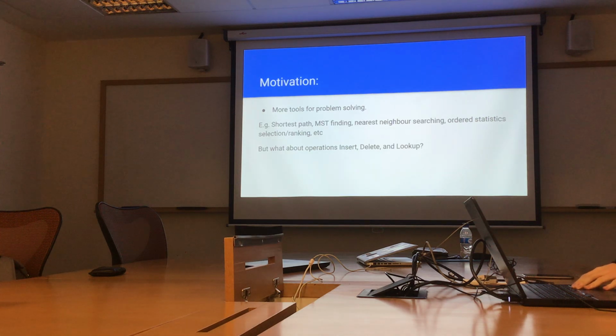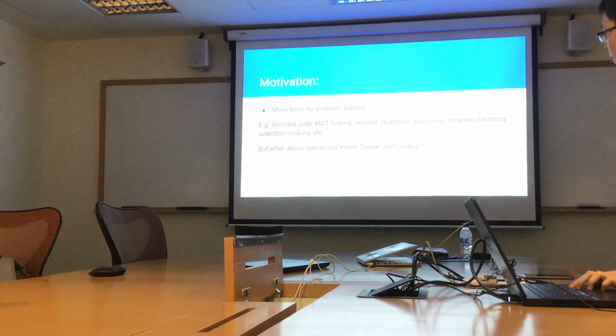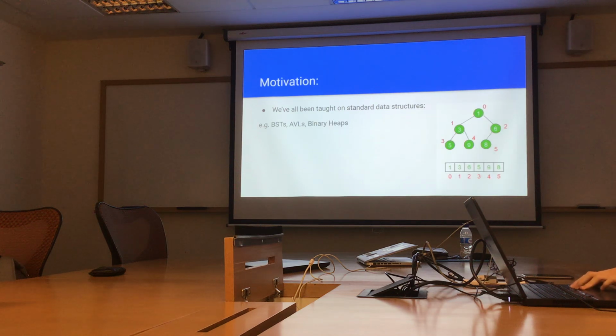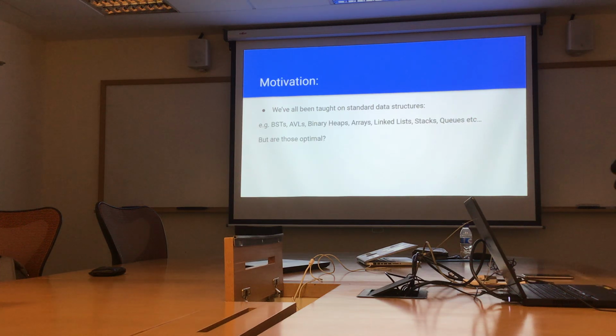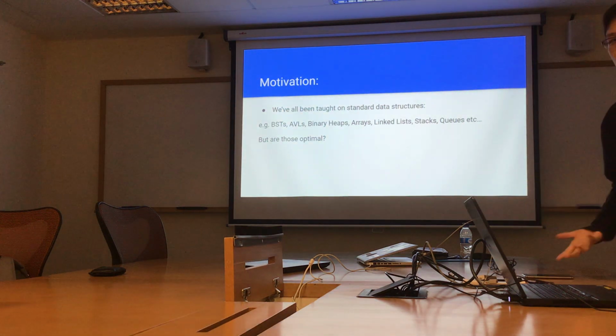For example, shortest path, MST finding, nearest neighbor searching, these kinds of things, we're going to touch on them again, or maybe even cover new things. We've all been taught standard data structures, like BSTs, AVLs, heaps, and so on and so forth, right? But I also want to raise an important question: are these optimal? Have you really been taught the best solutions to solve these problems, or have you been taught fast solutions, but not really the fastest? Some of the solutions you've seen in previous classes are good, but are they really the fastest you can go?